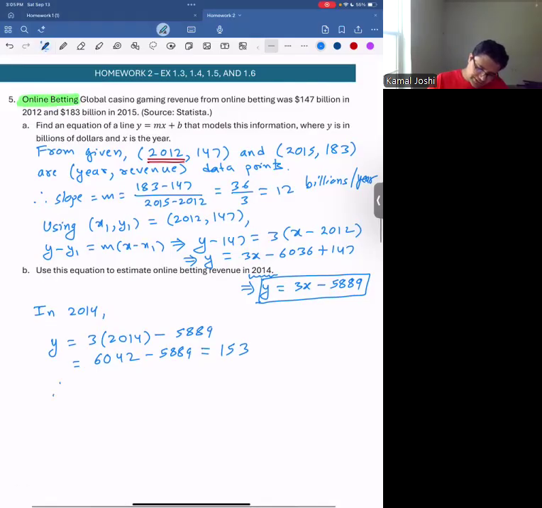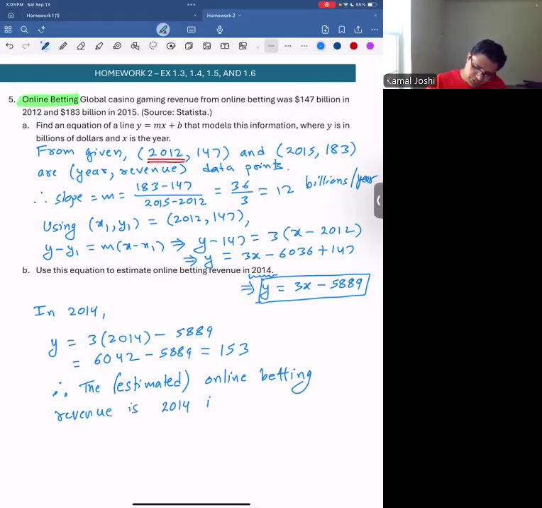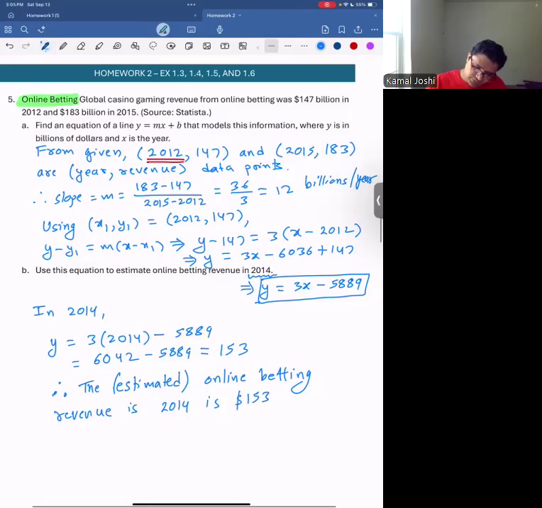Therefore, now you write the answer in this sentence. Okay. The estimated online betting revenue in 2014 is $171 billion. Okay.